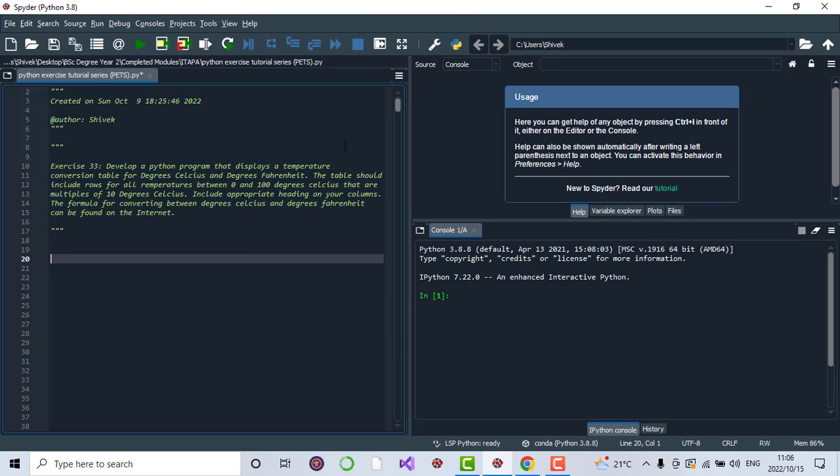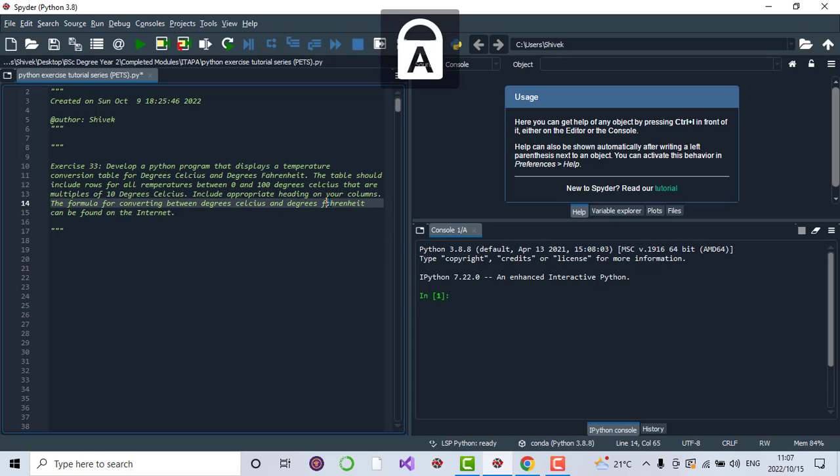Okay, there we have it. Exercise 33. Develop a Python program that displays a temperature conversion table for degrees Celsius and degrees Fahrenheit. The table should include rows for all temperatures between 0 and 100 degrees Celsius that are multiples of 10 degrees Celsius. Include appropriate headings on your columns. The formula for converting between degrees Celsius and degrees Fahrenheit can be found on the internet.